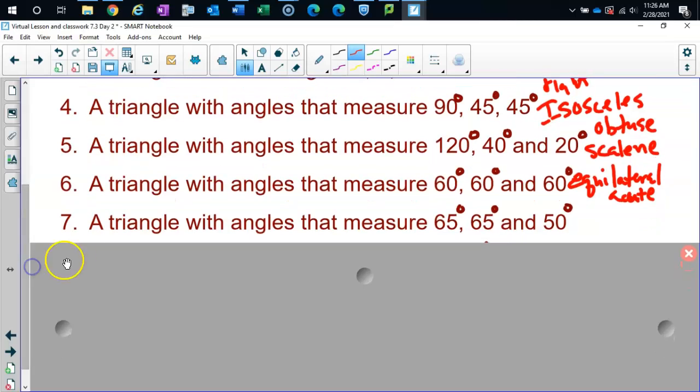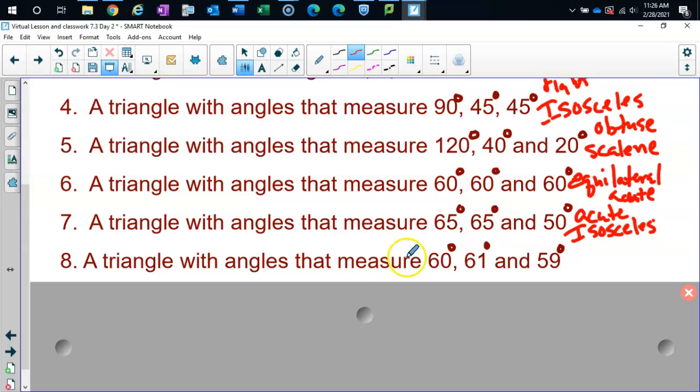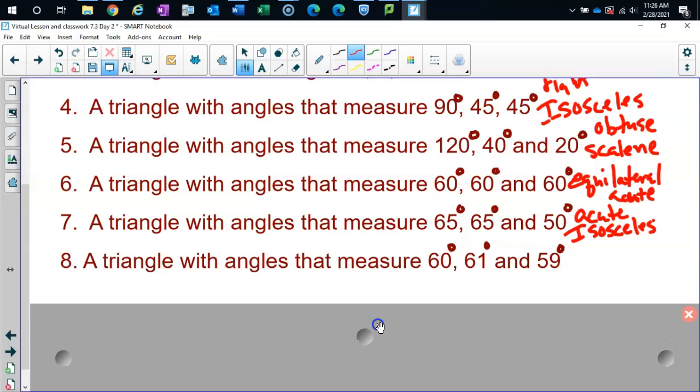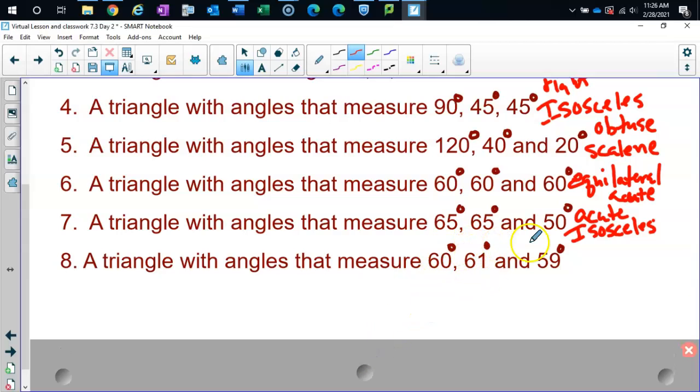All right, number 7, a triangle with angles 65, 65, and 50. Go. All right, you should have said all 3 angles are acute and 2 are the same, so it is isosceles. Acute isosceles. Okay, number 8, a triangle with angles 60, 61, and 59. Go. All right, all 3 are acute. All 3 are different, so acute scalene.